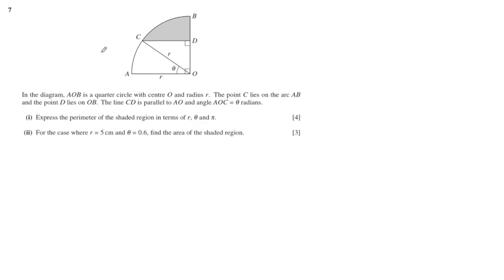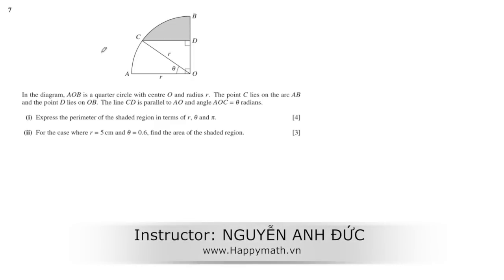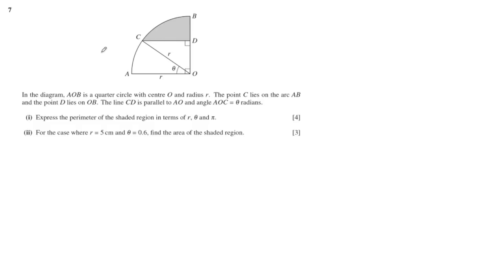This question is about the geometry topic. In the diagram, AOB is a quarter circle with the center O and the radius r. The point C lies on the arc AB and the point D lies on OB. The line CD is parallel to AO and angle AOC is phi radian. Express the perimeter of the shaded region, and for the case where r and phi are given, find the area of the shaded region.